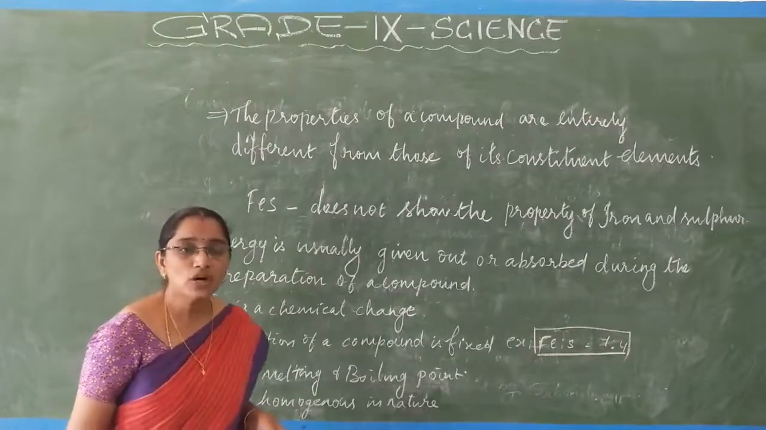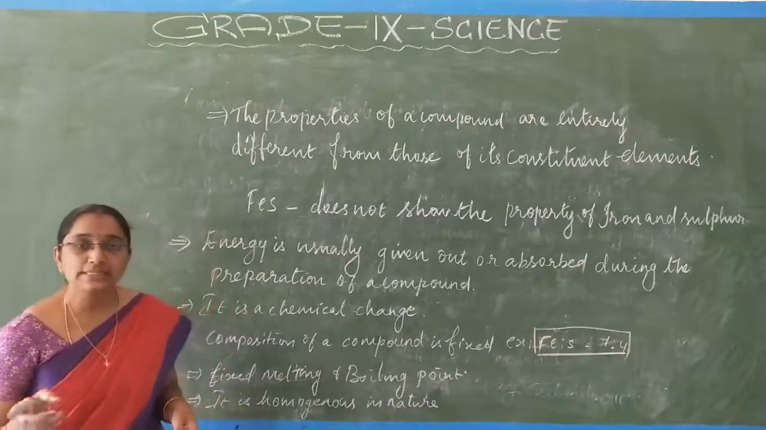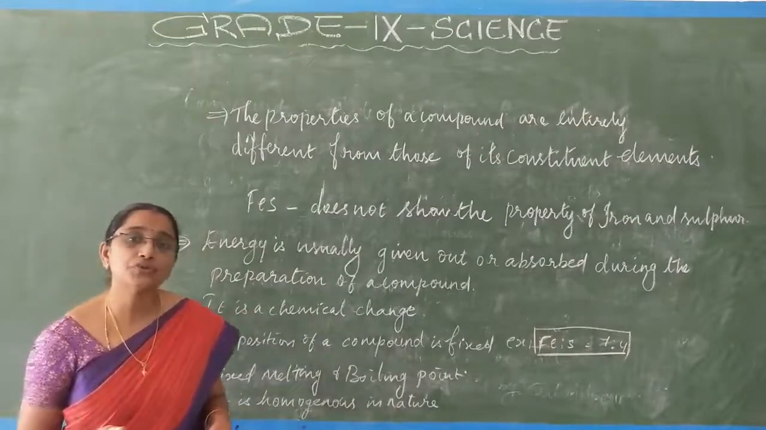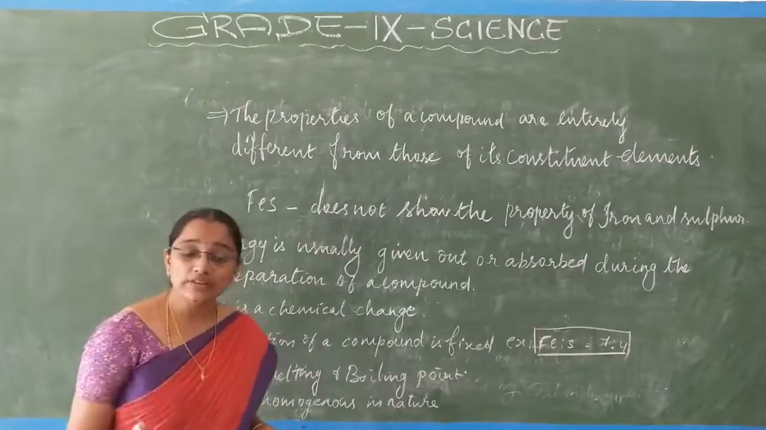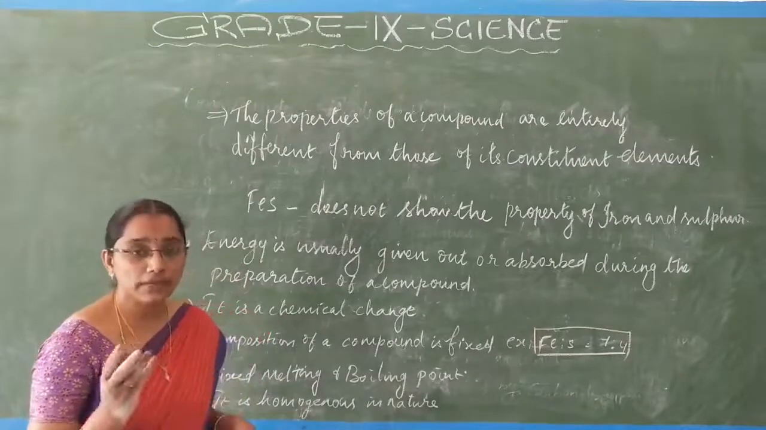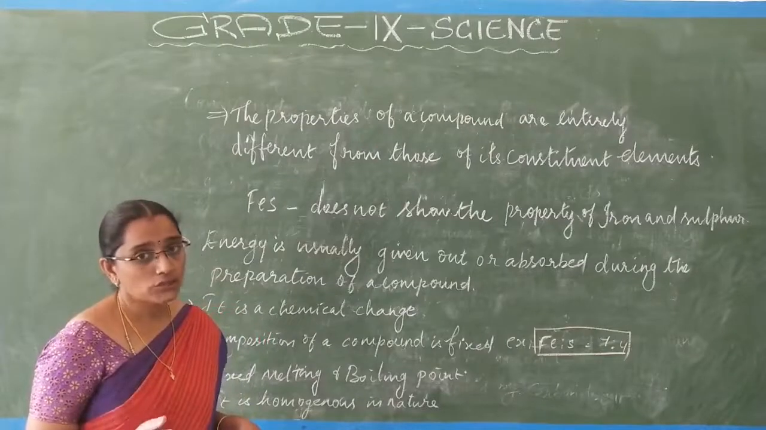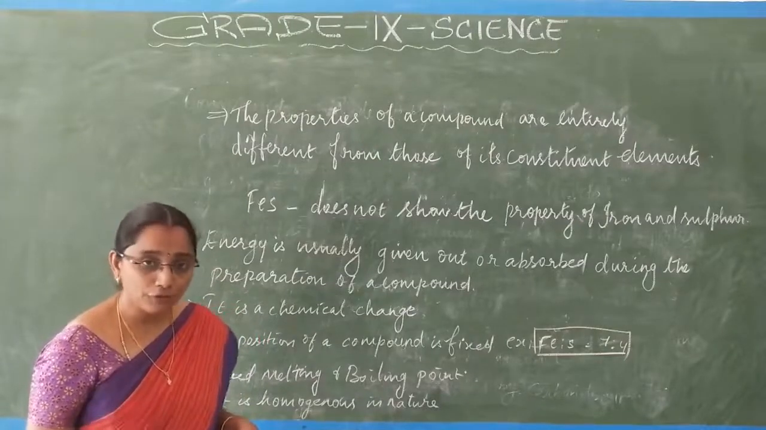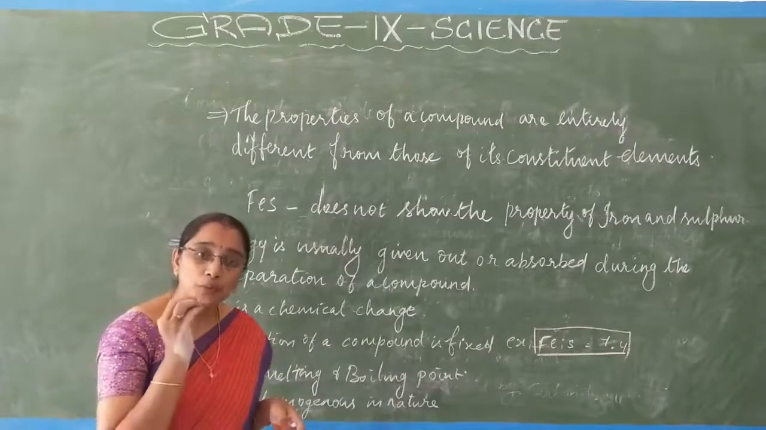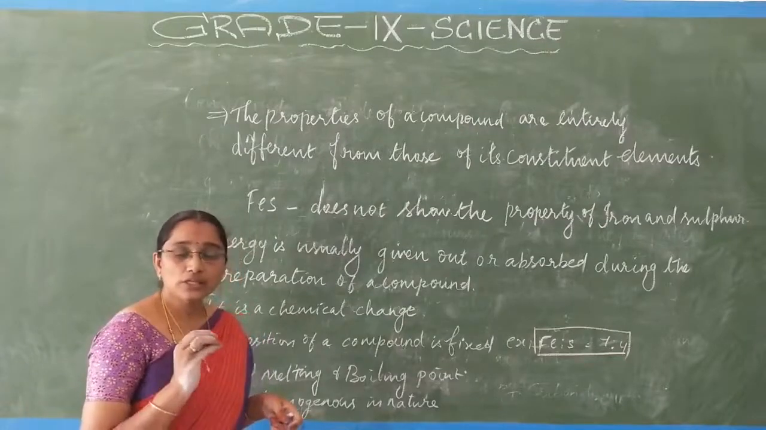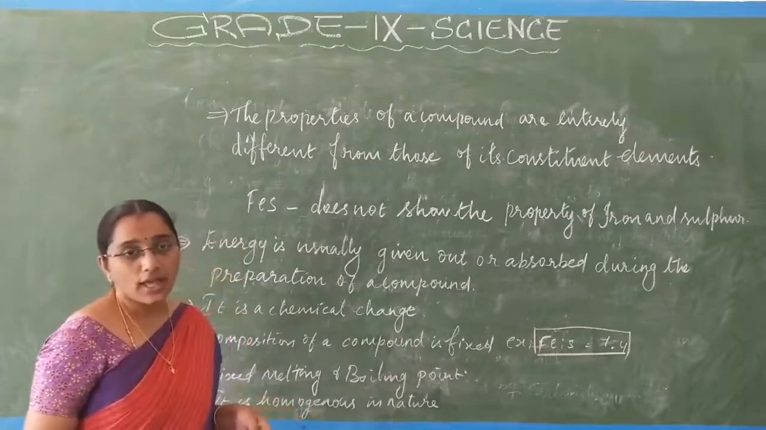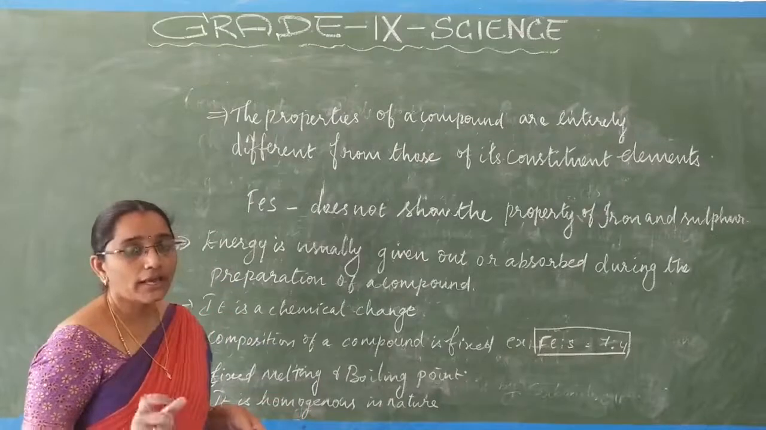So compounds are two or more elements chemically combined in a fixed proportion by mass. Whenever compounds form, there is a chemical change, and the compound is entirely different from its constituent elements, has a fixed proportion by mass, is homogeneous in nature, and has a fixed melting point and boiling point.